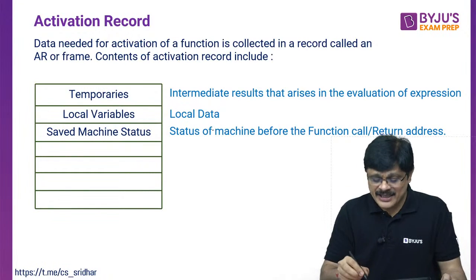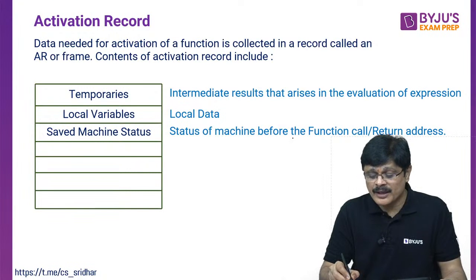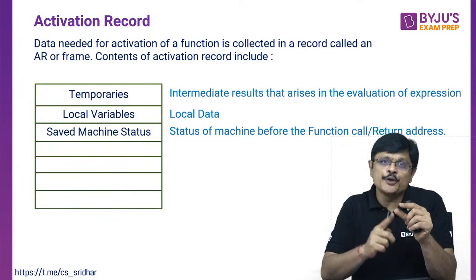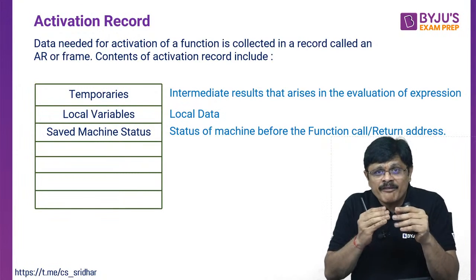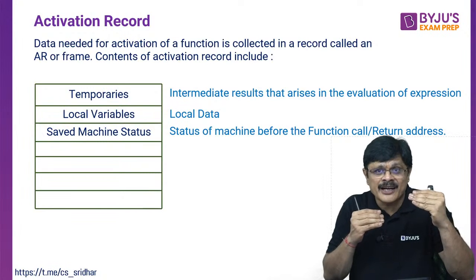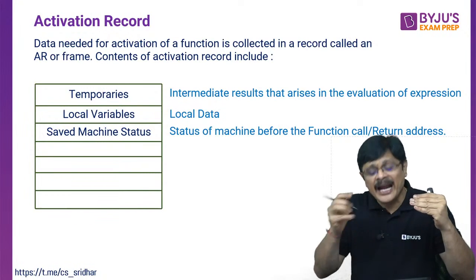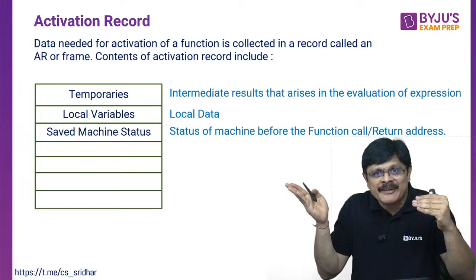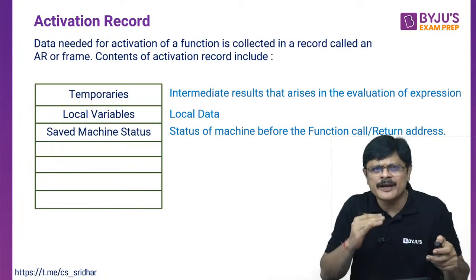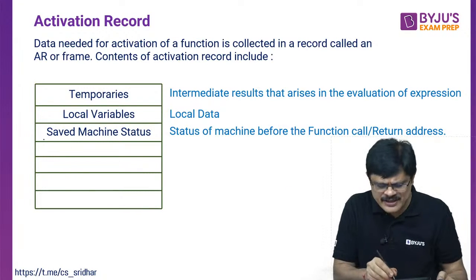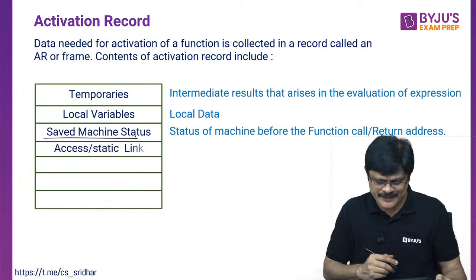Saved machine status: the status of the machine before the function call. Suppose within the function you made a function call. So before the function call, what is the status of that particular machine? And return address means after completing the activity of the function, where you should return. That is generally called saved machine status.